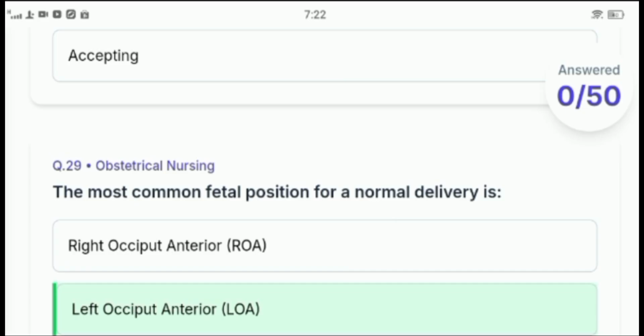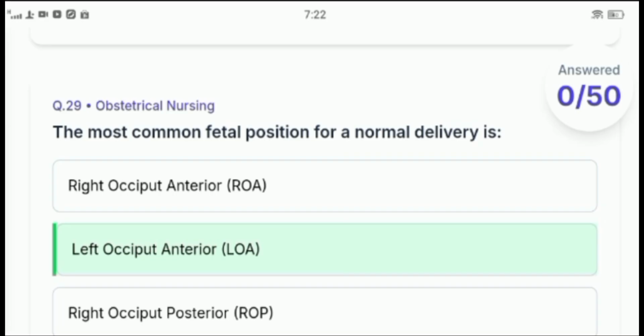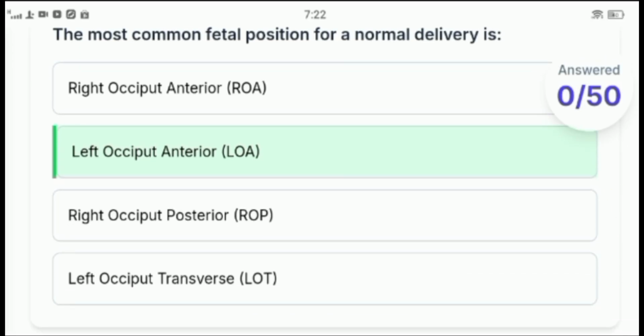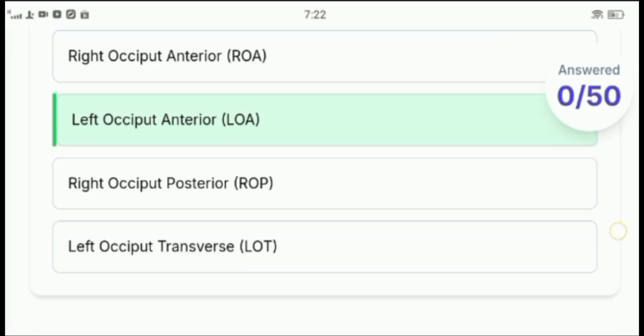29. Obstetrical nursing. The most common fetal position for a normal delivery is A. ROA, right occiput anterior, B. LOA, left occiput anterior, C. ROP, right occiput posterior, and D. LOT, left occiput transverse. So the correct answer is LOA.